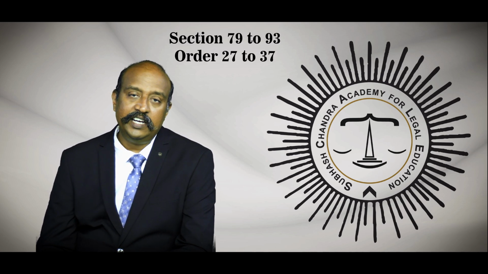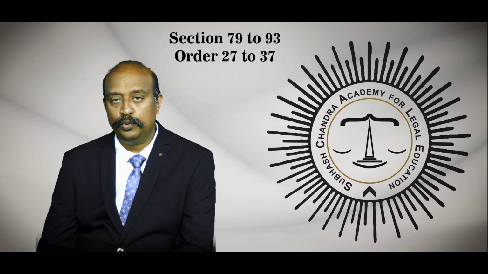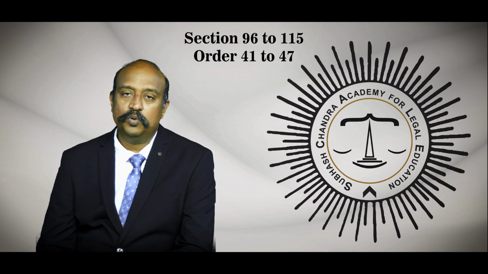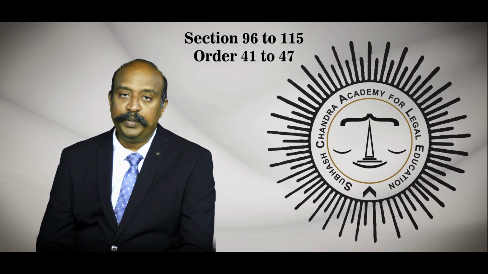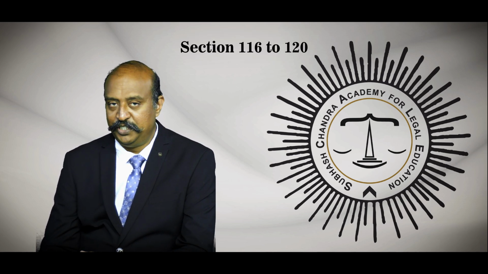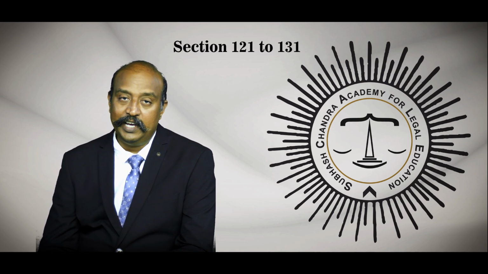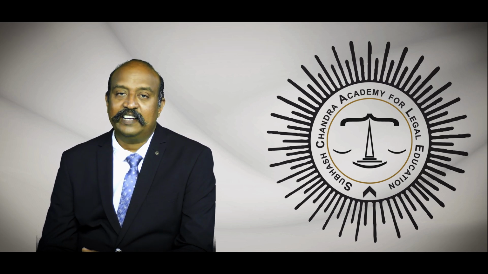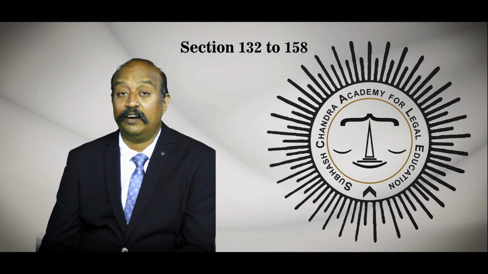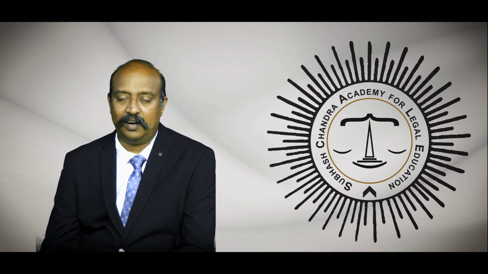Sections 79 to 93 and Orders 27 to 37 lay down procedures for suits in special cases. Sections 96 to 115 and Orders 41 to 47 contain detailed provisions for appeals, reference, review, revisions. Sections 116 to 120 are special provisions relating to High Court. Sections 121 to 131 enable High Courts to frame rules. Sections 132 to 158 relate to miscellaneous proceedings. So these are all the sections and the orders that are present in the Code of Civil Procedure 1908.